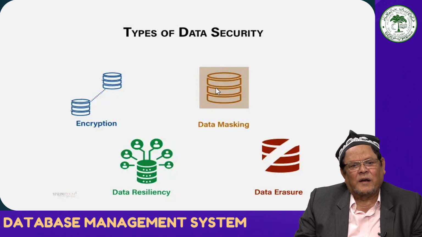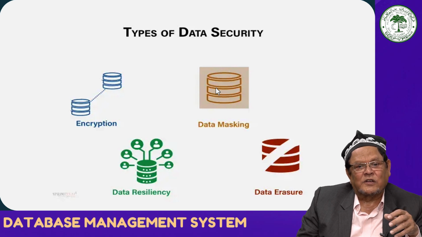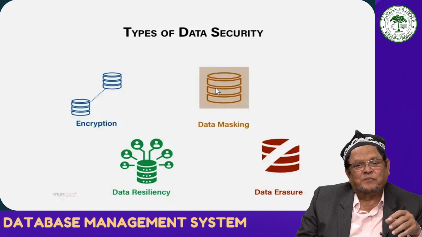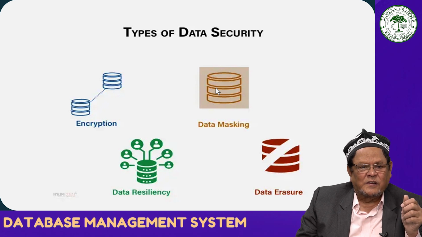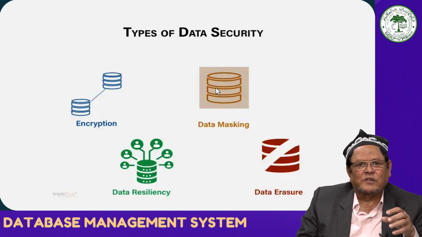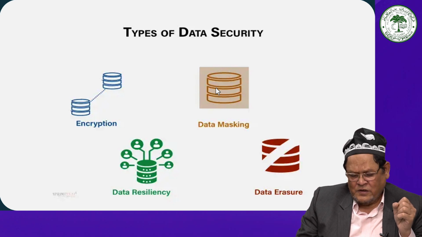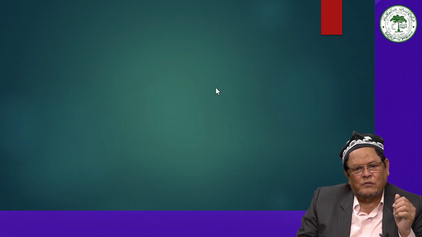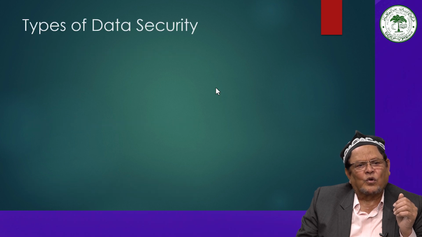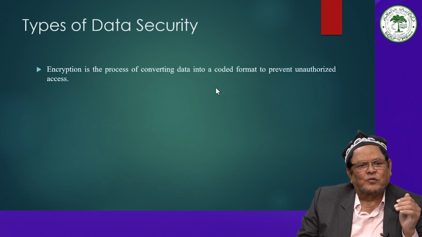The next is data masking. You have to make data masking so that other persons are not able to retrieve it very easily. Data resilience: after the operations, you are able to retrieve the data from the original data. Data erasure is also a very important topic. So we will discuss one by one the types of data security.